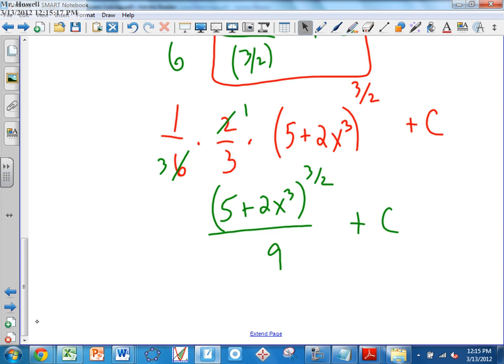Now, the question that you're going to have to figure out on your own, and this is the hardest thing to do as a calculus student, it really is, is to figure out what is u in the beginning of the problem.